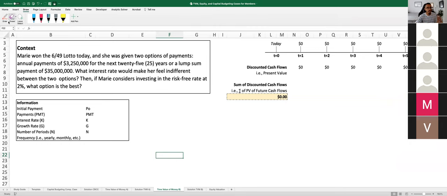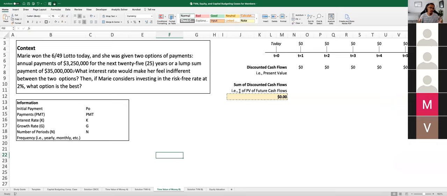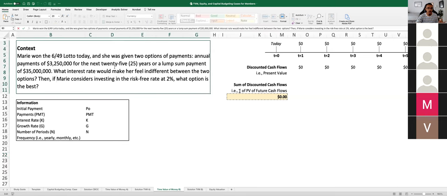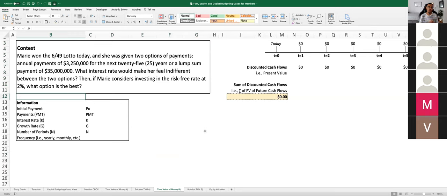So Marie won the 649. She won the lottery today, and she was given 2 options of payments by the lottery people. One option was an annual payment of $3,250,000 a year for the next 25 years, or the option of a lump sum payment of $35 million today. What interest rate would make her feel totally indifferent between the 2 options? Then, if Marie considers investing at the risk-free rate of 2%, which option between the annual payments and the lump sum payment will be the best for her?